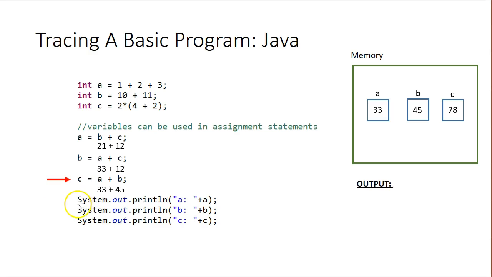And so now, these 3 lines here are how we tell a Java program to print something out to the console. So it's a way of printing out text. And so it's going to print out A is 33, B is 45, and C is 78. So that's a simple program trace.